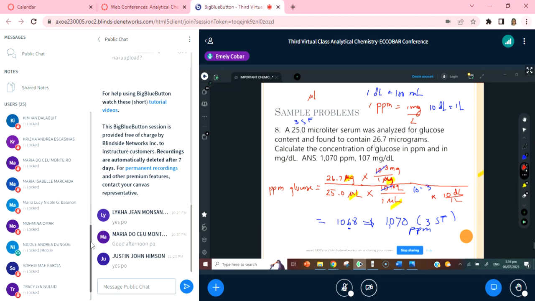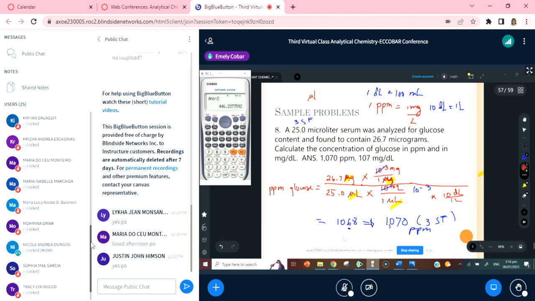So, therefore now, let's use the calculator. 26.7 divided by 25, then times 10 raised to negative 3 or 0.001. Let's see the answer. Ayan, 1068.